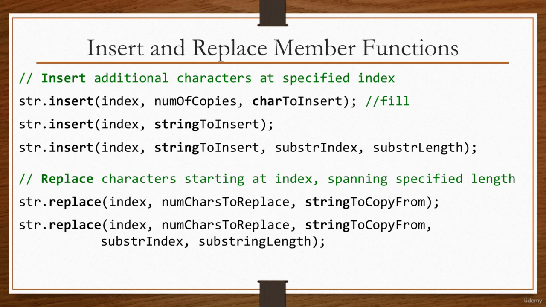We have a full version of the insert member function where we can specify a number of copies and the specific character to insert. At a particular index, we can copy a string to insert. At a particular index, we can also specify a string to insert, and then also a substring to insert by specifying the substring index and the substring length. Of course, we can also pass in a C string as we've seen. The insert member function is overloaded to work with C strings as well, and then we can replace characters starting at an index by using the replace member function.